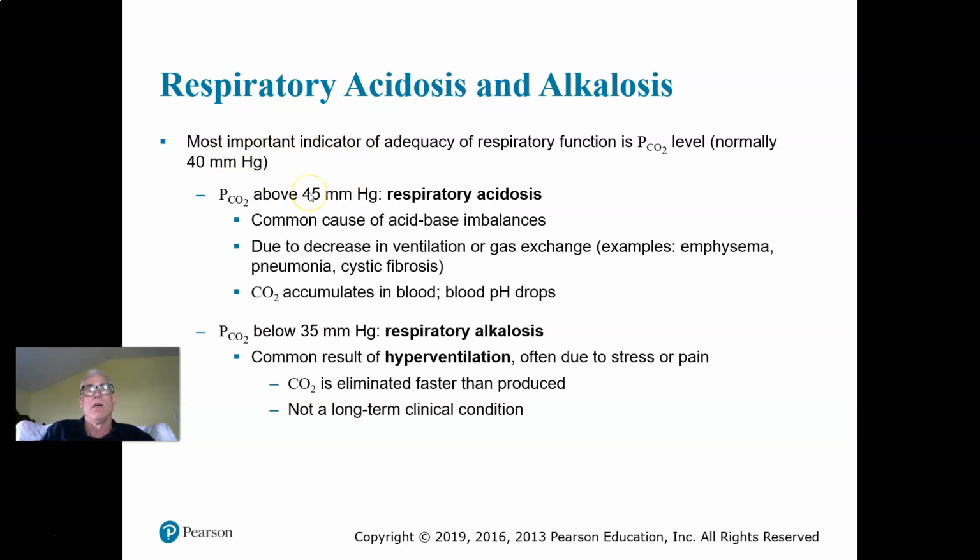If for some reason the CO2 rises above 45 millimeters of mercury, we'll have what's called a respiratory acidosis, if that's the initial problem. This could be caused by a decrease in ventilation rate. If we aren't breathing up to snuff, maybe there's a central nervous system depressant, and the respiratory centers aren't driving ventilation the way they should, CO2 will accumulate in the body and we'll have excess CO2, and that will lead to the production of hydrogen ions.